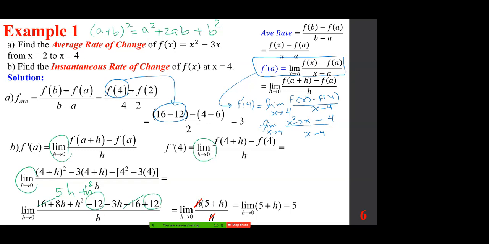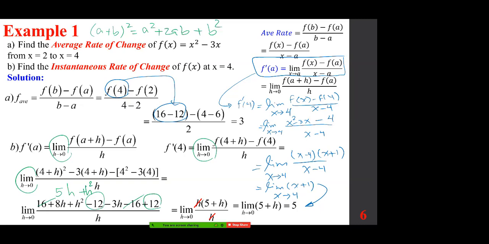And now it's just a matter of factoring, doing the job. Let's do that. So this is equal to the limit as x approaches 4. The denominator is x minus 4. The numerator is also x minus 4 times x plus 1, which is the limit of x plus 1 as x approaches 4, giving us exactly the same answer as expected.